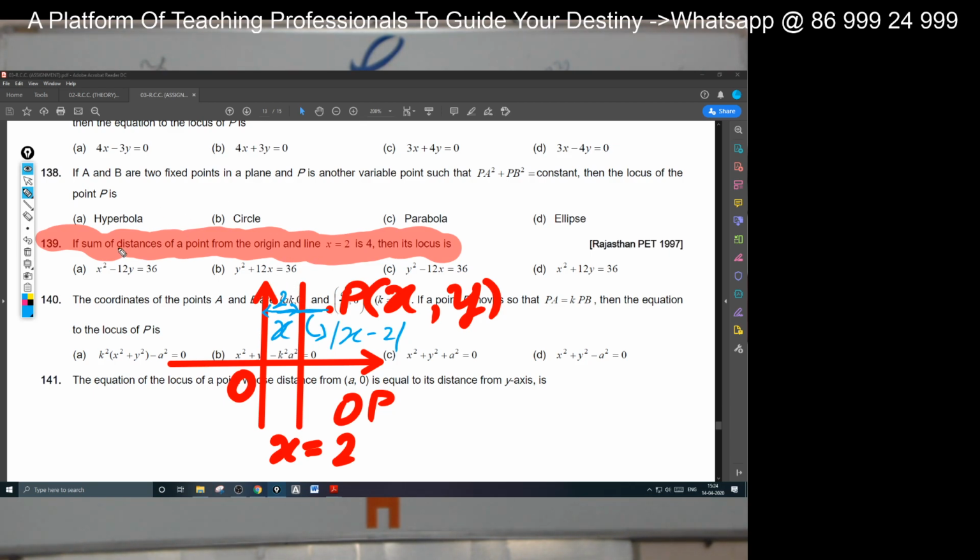So what is that now? The sum of the distances of a point from the origin and the line x equal to 2 is 4. That is OP plus modulus of x minus 2 is 4. What is OP, please? Square it and simplify it.